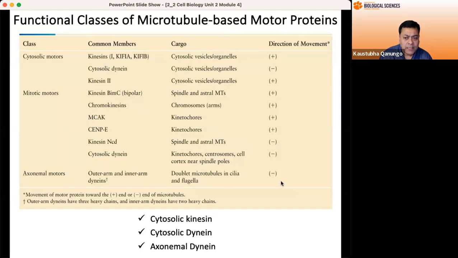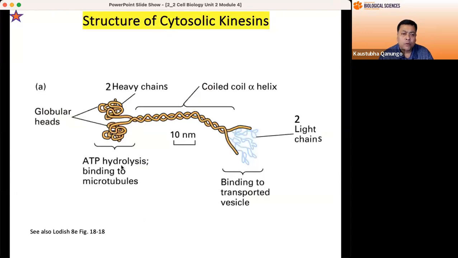Dynein, this is minus end. Dynein is always, there is no exception in dynein. There could be, but I do not know off the top of my head, but we do not have any exception in the dynein so far. But kinesin, there is just one example of this. If you look at the kinesin, very similar to the structure, you have a globular head, then you have a coiled structure.